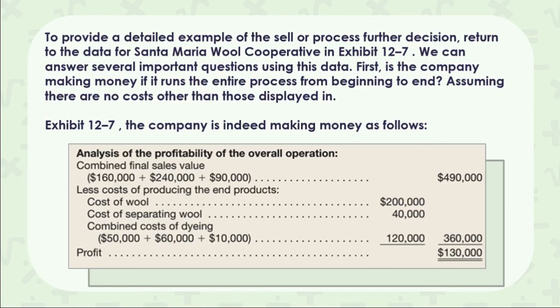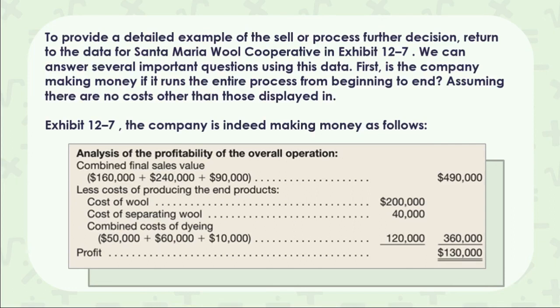We calculate this by adding $160,000 from the $240,000 and the $90,000. Last, the cost of producing the end product, such as the cost of wool, which is $200,000, the cost of separating wool, which is $40,000, and the combined cost of dyeing, which is $120,000.